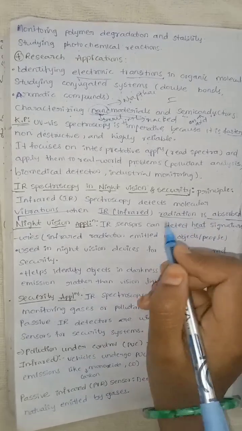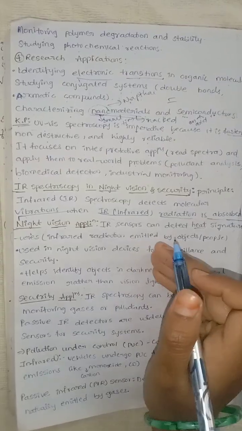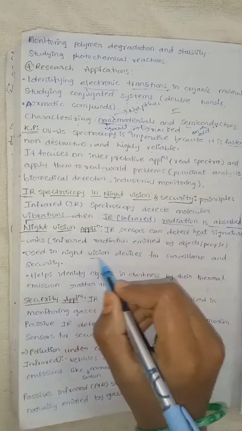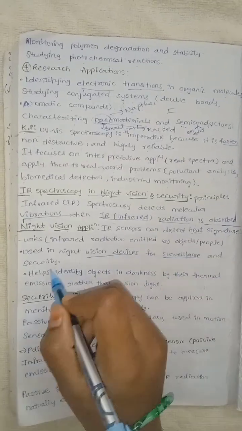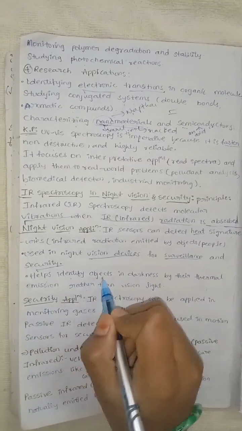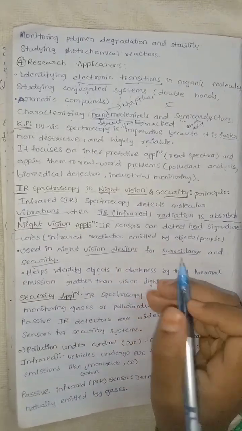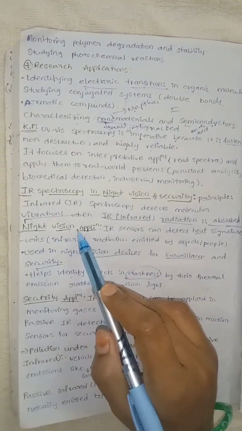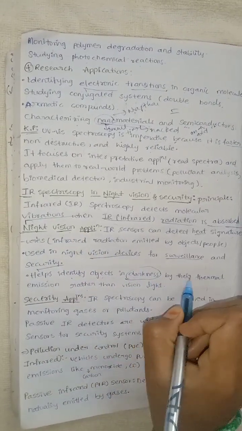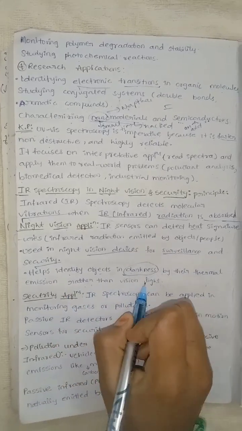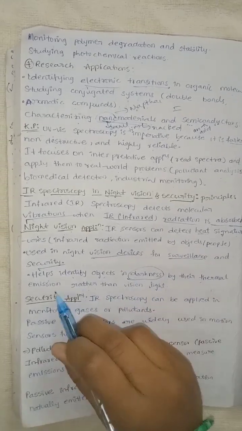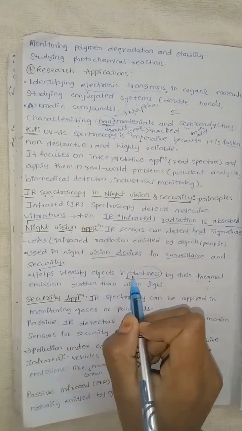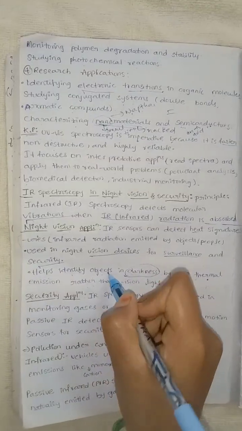It will detect it, and then it is emitted by objects or people at night for vision purposes, like vision devices for survival and security purposes, helping to identify objects in darkness. What the object is in the darkness, we detect by using night vision devices through their thermal emission rather than visible light. Thermal emission means emitting light at dark times for identifying objects.